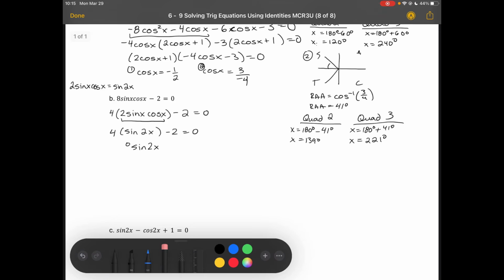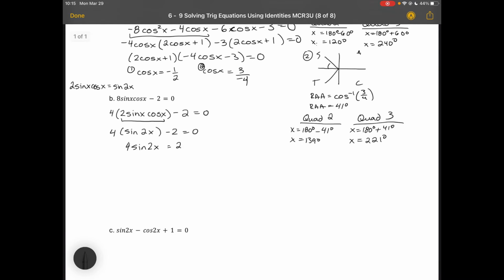I've got 4 sine 2x is equal to 2, which means that sine 2x is going to be equal to 1/2. So now what am I going to do here? Let's just let A represent 2x. So now the equation that I'm solving is sine A equals 1/2. So let's solve that like we normally do.